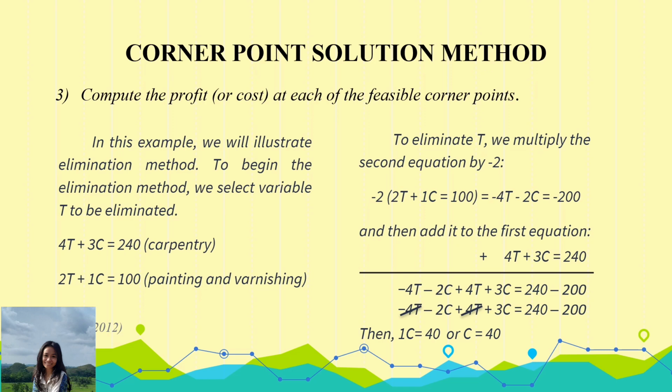And to do that, the values of t on the two equations should be the same but with opposite signs. With that, we need to multiply the second equation, the painting and varnishing constraint, by negative 2. Now we have an equation of negative 4t minus 2c equals negative 200. Then add it to the first equation, giving negative 4t minus 2c plus 4t plus 3c equals 240 minus 200. Now the variable t has been eliminated, resulting in 1c equals 40, or c equals 40.